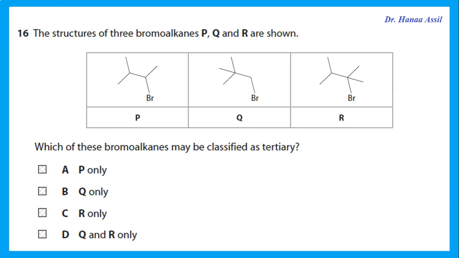Structures of 3 bromoalkanes are shown. Which of these bromoalkanes may be classified as tertiary? Again, which one would be tertiary?